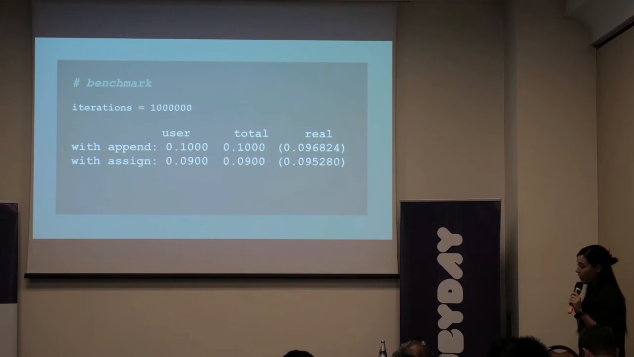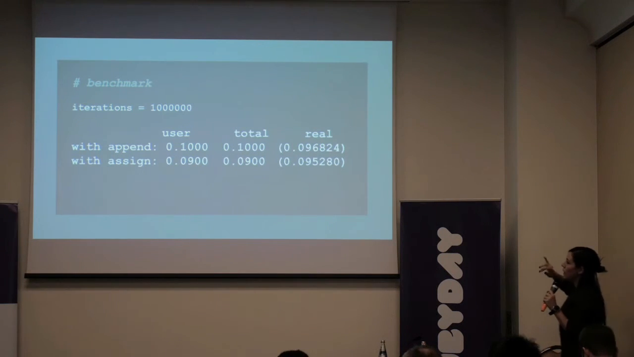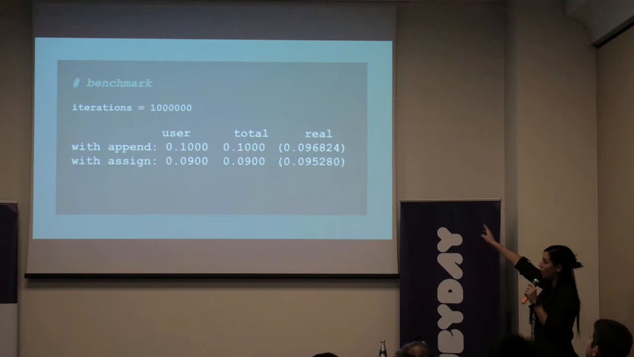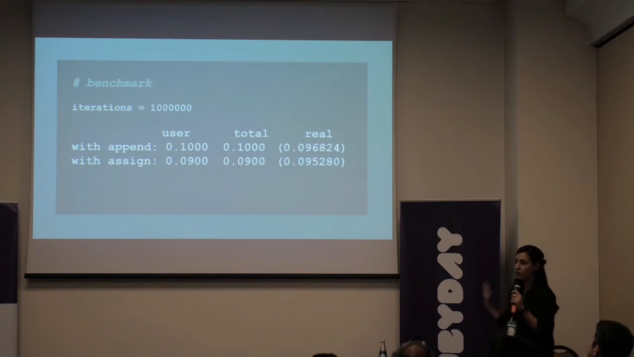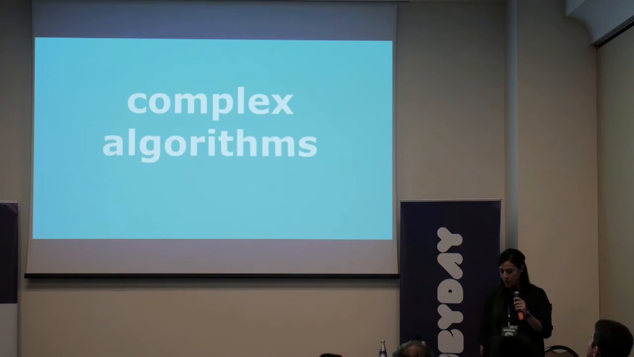So here we have a benchmark of appending versus assignment in an array. And when it's run, assignment was actually 10% slower than using append on an element. But like I said before, we don't always know the length of an array, so sometimes appending is the method that we need. And then complex algorithms are slow.